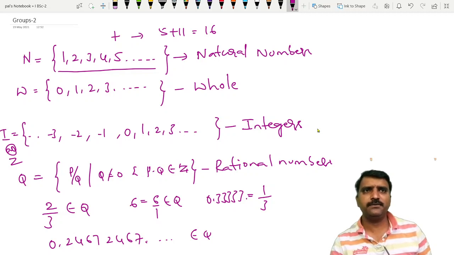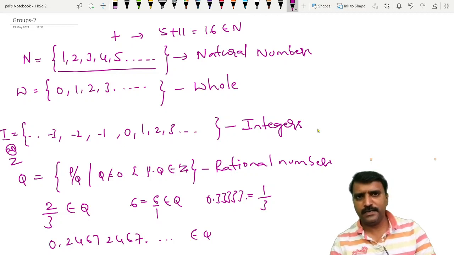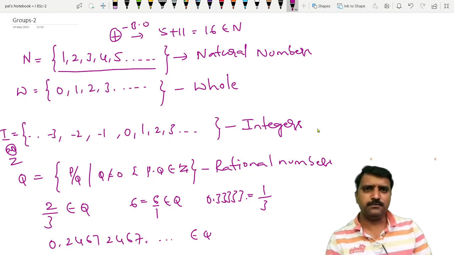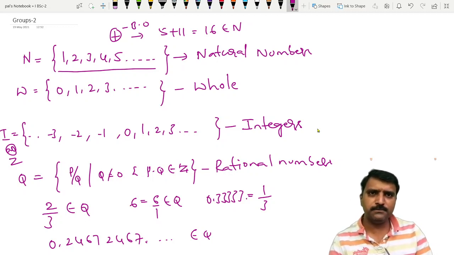That should also be a natural number. So 5 plus 11 is a natural number, 16 is a natural number. Like this you can show that the sum of two natural numbers is a natural number. So addition is a binary operation. The meaning has a broader sense, but to understand it simply, this is better.